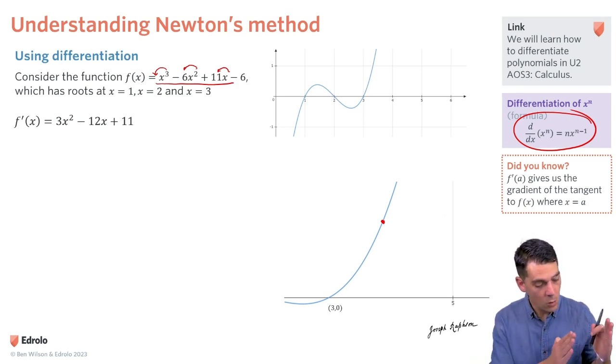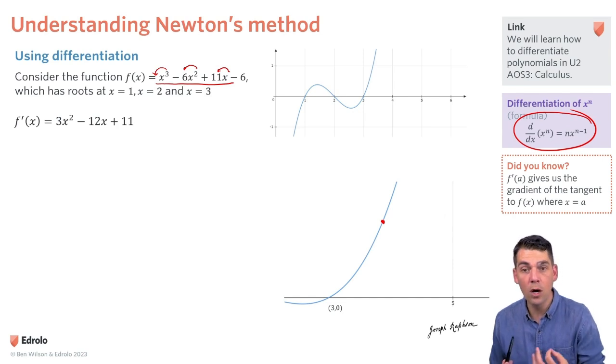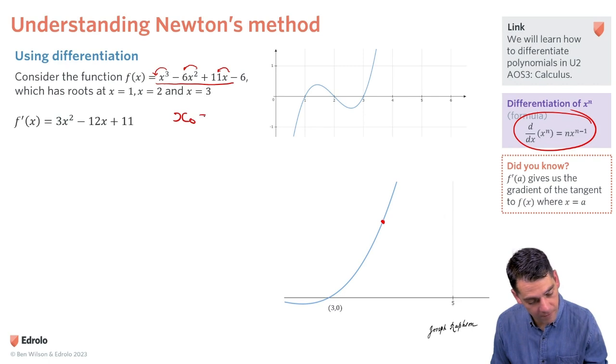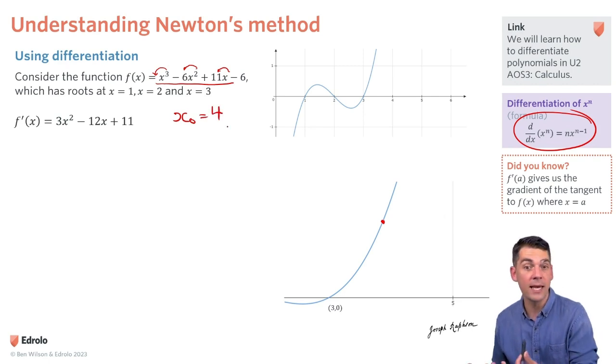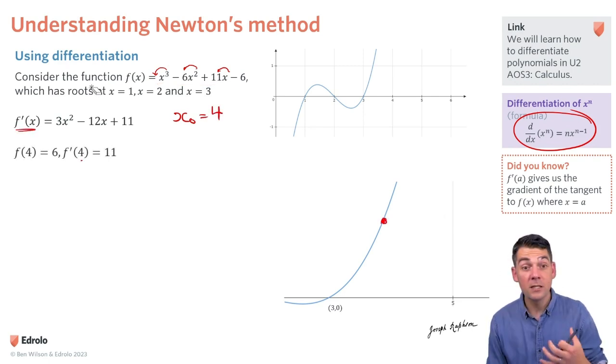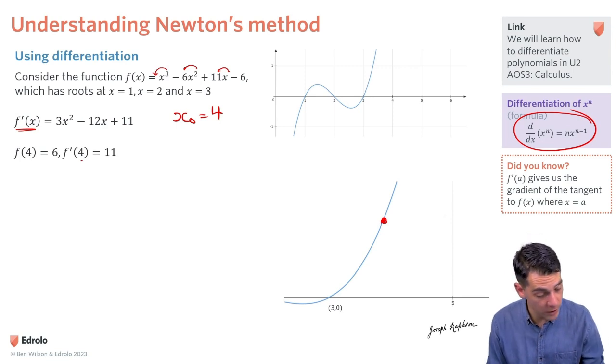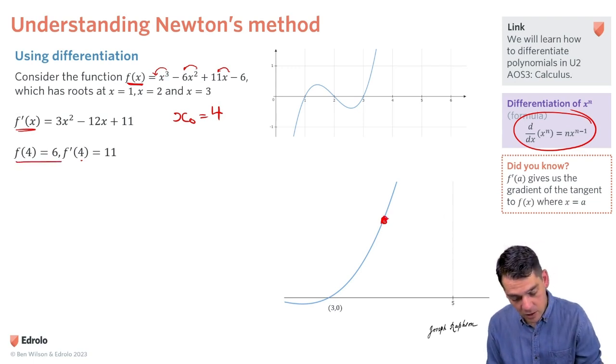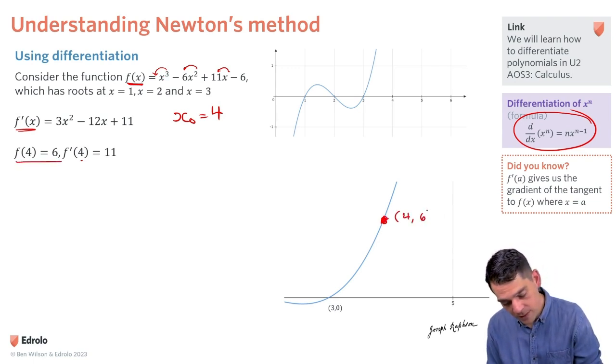So where are we? We've got the derivative. F dash of x is equal to 3x squared minus 12x plus 11. What I want is the gradient at that point 4. Our initial guess is 4. That's where we think the x-intercept might be, and of course it's not. So if we sub 4 into the function, f of 4, we get the y-coordinate on the polynomial, and f of 4 is 6. So the coordinates of this point are 4, 6.